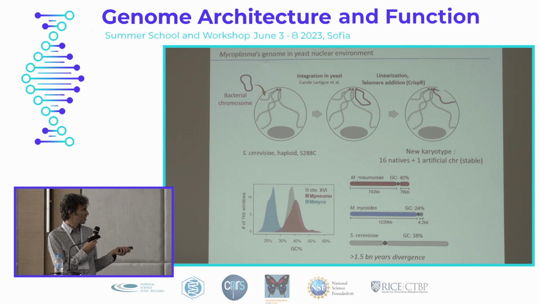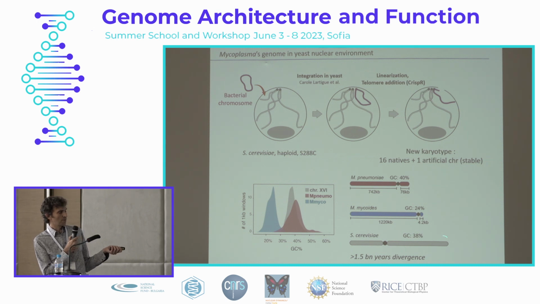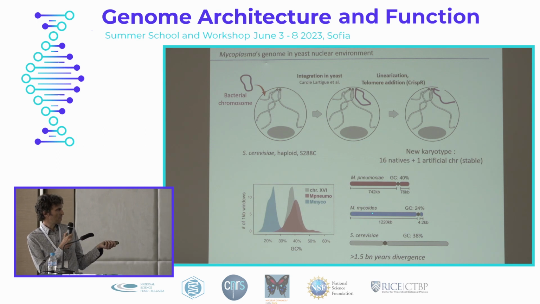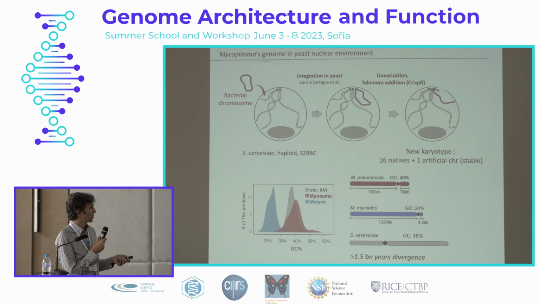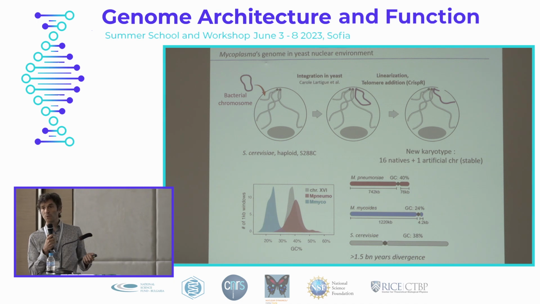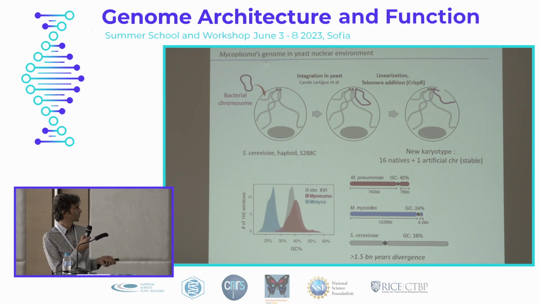These bacterial species are either Mycoplasma pneumoniae, which is 40% GC rich, approximately the GC content of the yeast genome on average, 38%. Here you have the distribution of the GC content in blocks of 1 kb. You can see it's centered around 30-40% for yeast and Mycoplasma pneumoniae. And you have a GC-rich genome of 1.2 megabase called Mycoplasma mycoides, which is a different species. So now we have two yeast strains, one with Mycoplasma pneumoniae and one with a Mycoplasma mycoides extra chromosome.